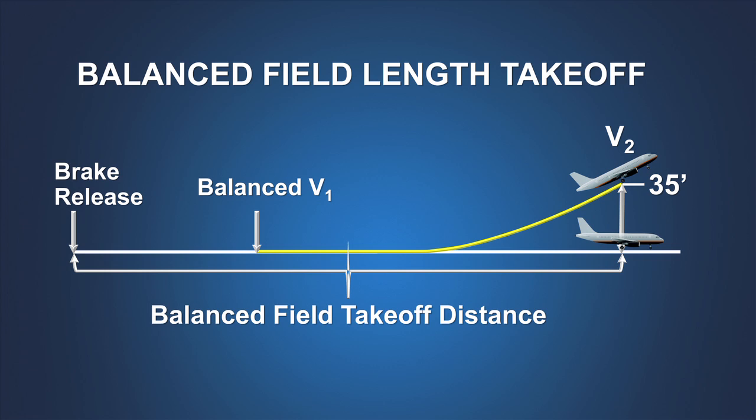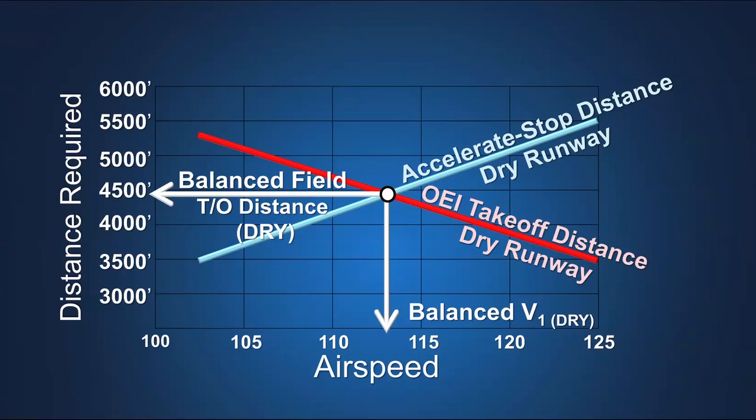Typically, the minimum field length required for takeoff in a 2-engine turbojet transport category airplane is based on the balanced field length concept, where the accelerate stop distance is equal to the one-engine-inoperative takeoff distance. The balanced field length can be obtained when, for a given takeoff weight, a V1 speed is selected such that these two distances are equal.